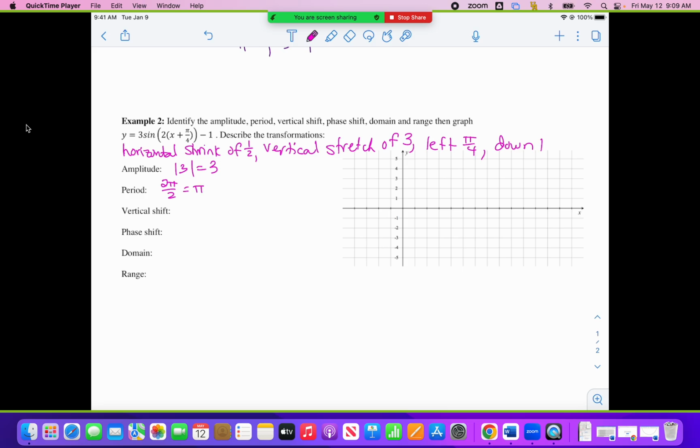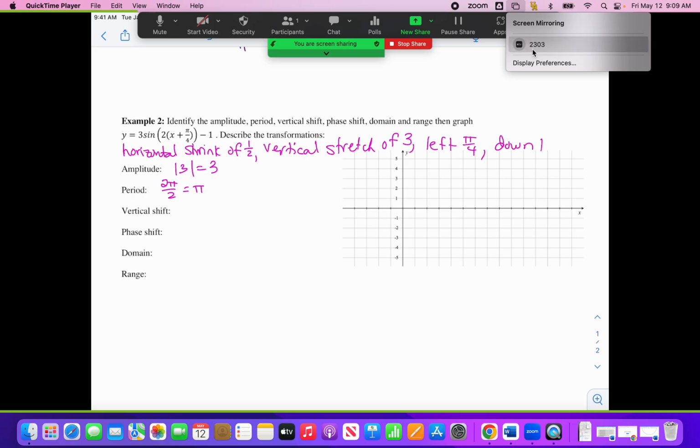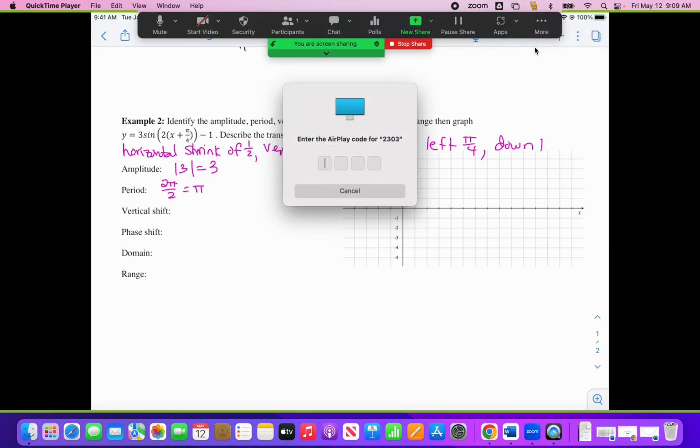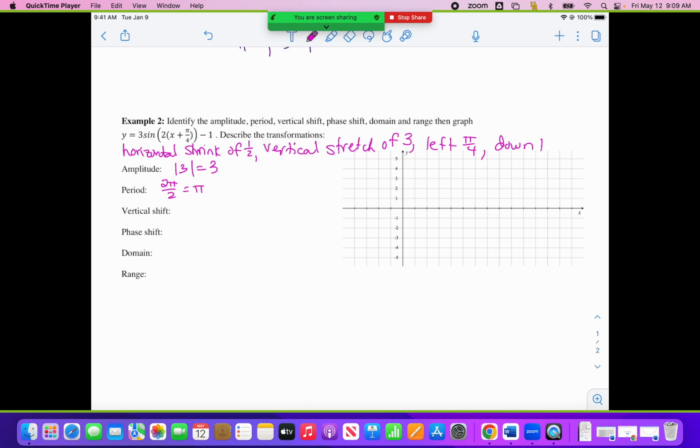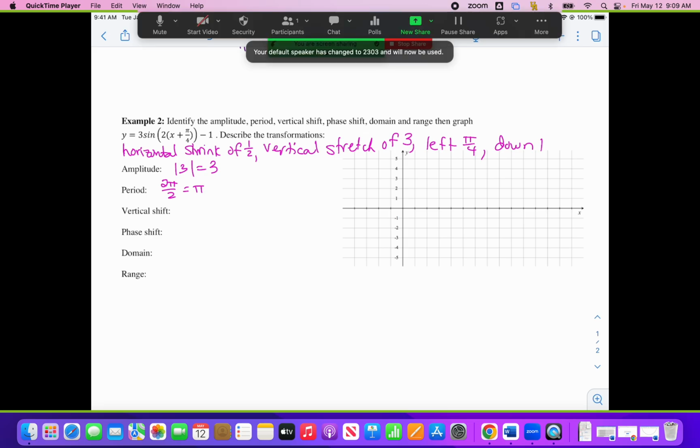Drew, what's the vertical shift? Oh, it's not up again. Let's see what happened. Thank you. 610. Sorry about that. There it is. Thank you.